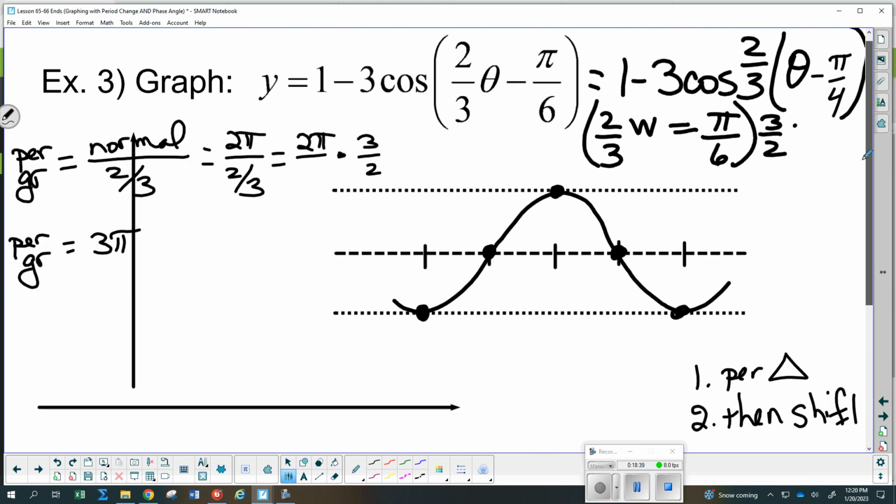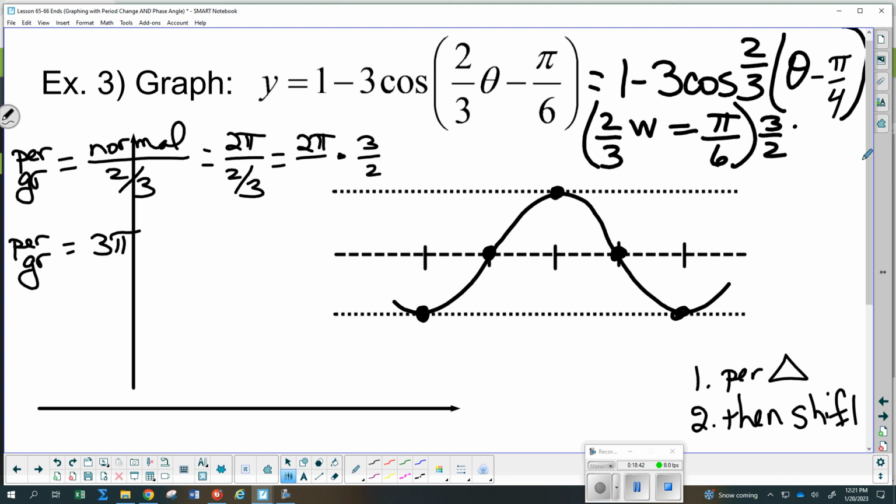Which way am I going this time with the theta minus pi over 4? Everybody point. Which way? We need to go to the right. So this one is no longer at 0. It had to go to the right. It is now at pi over 4.